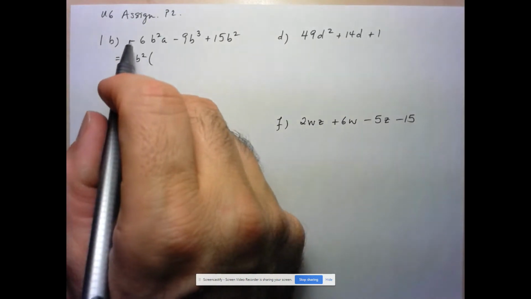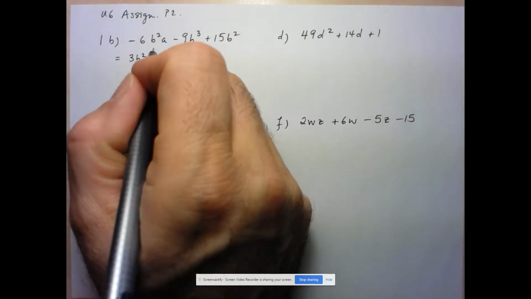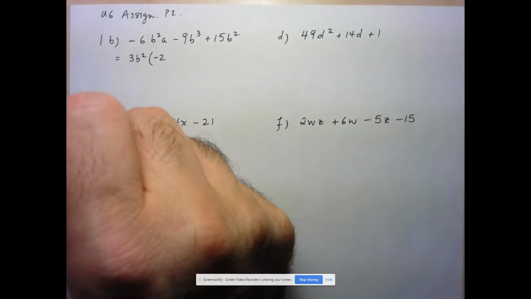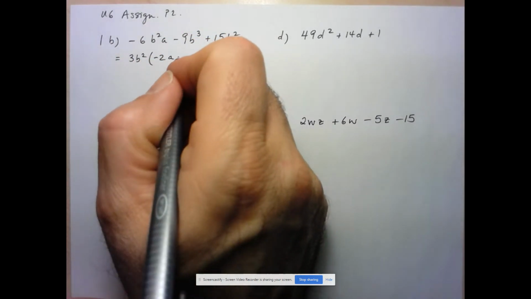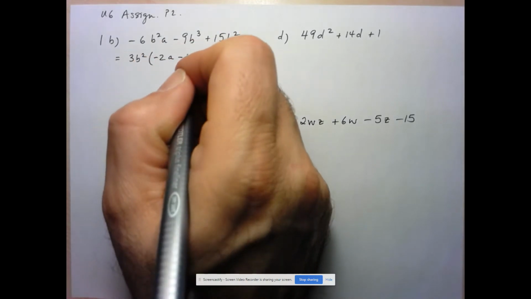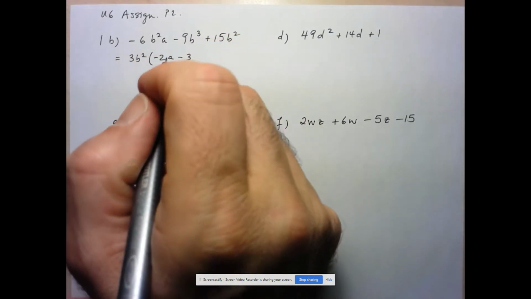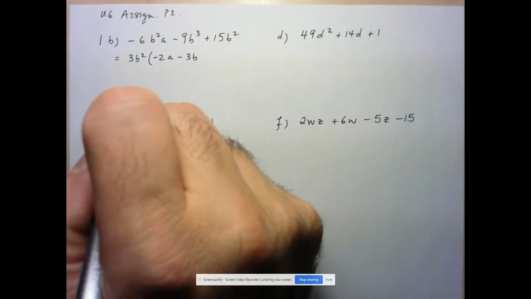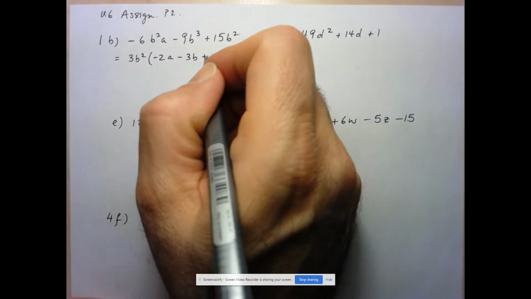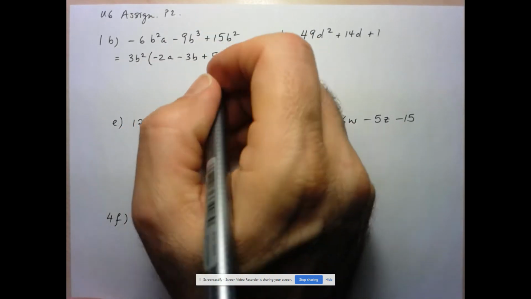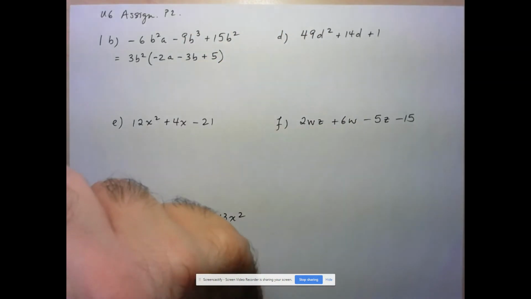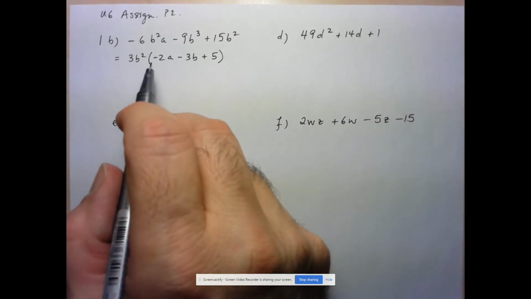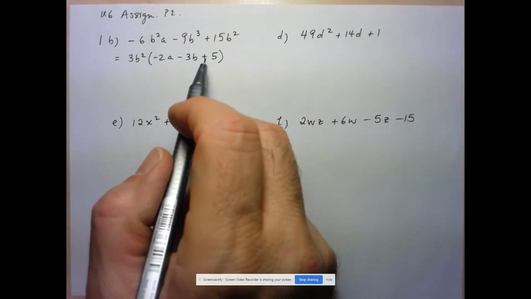So we divide -6 by 3, we get -2. b squared, we've taken that factor out, so I'm just left with 2a. Here, I'm going to be left with 9 divided by 3 is 3, and I've taken out 2 of the factors of b, so I'm just left with 1, so 3b. And then here, plus 15 divided by 3 is 5, and I've taken out the factors of b squared. So this is actually a factorization. Okay, it doesn't look like there's much else I can do here.